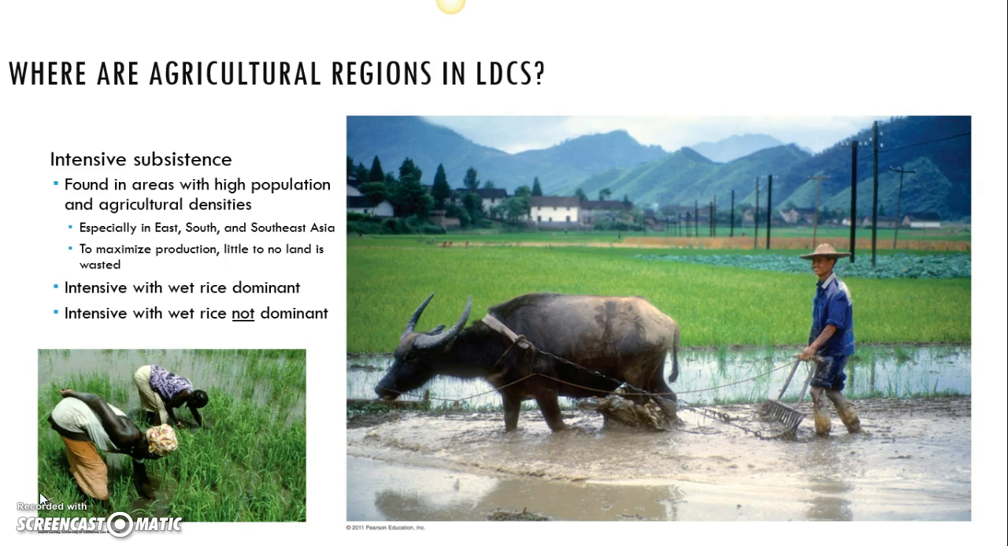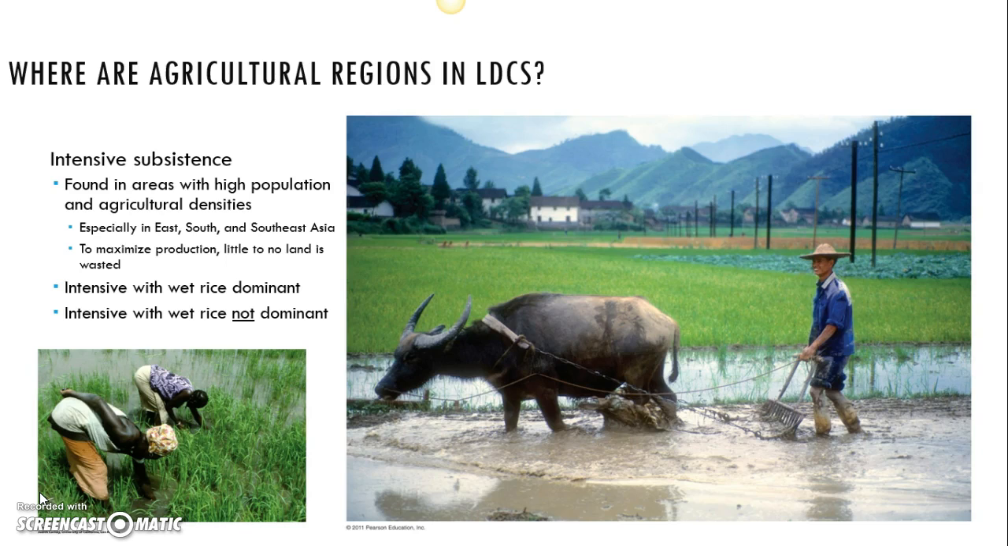So much agriculture, when we're talking about planting, is intensive subsistence agriculture. And intensive subsistence agriculture tends to be found in areas with high populations and high agricultural density. So particularly East, South, and Southeast Asia are great examples of this. And with the goal of maximizing production, little to no land is wasted. So literally you'll see mountainsides in Asia where what they've done is carved up the mountainside into steps and created terraces so that in the process they could grow land on those terraces.